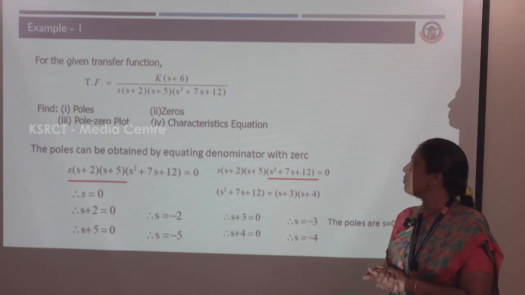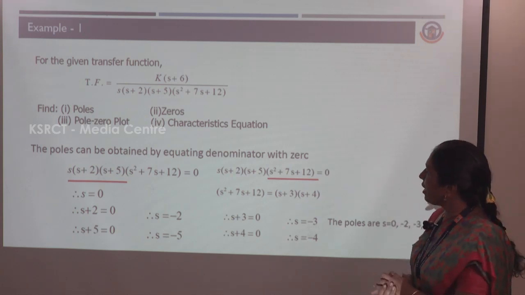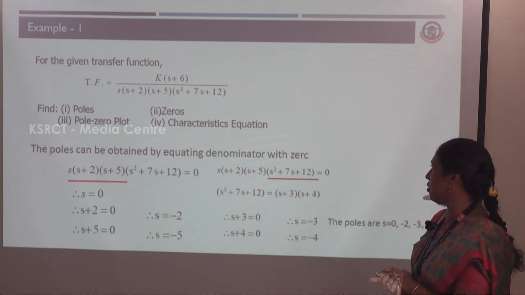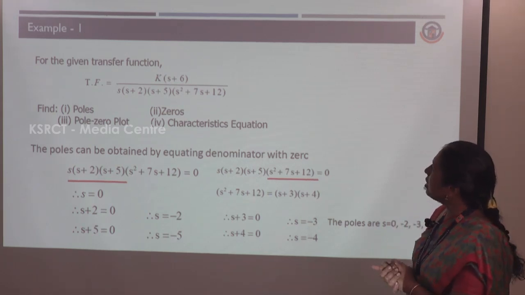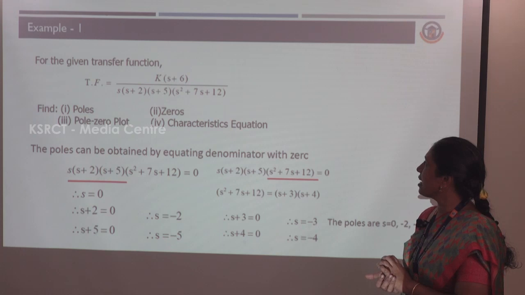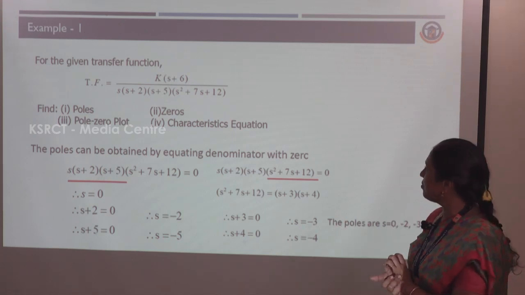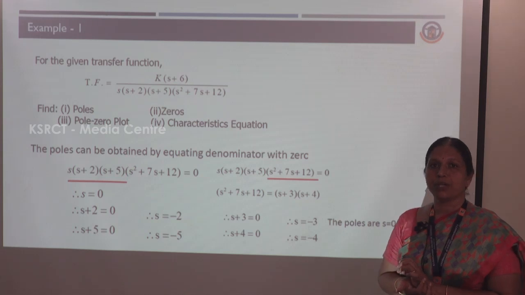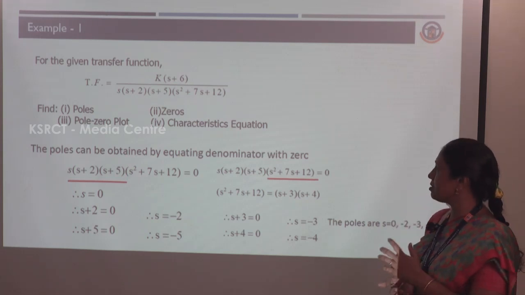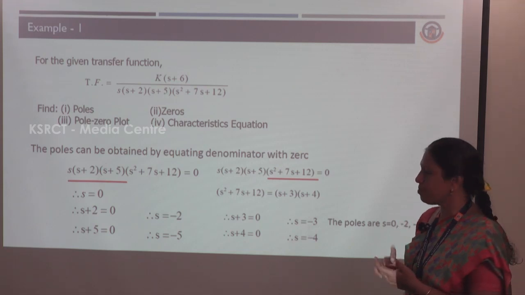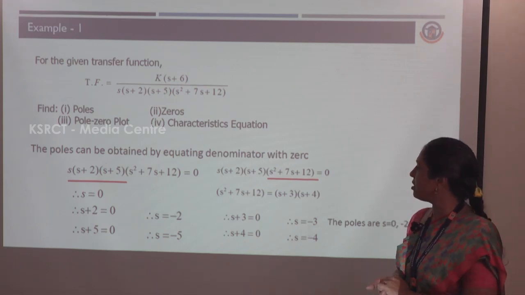So here we can see one example to find out the poles, zeros, pole zero plot and characteristic equation. For example, consider the transfer function equal to K into (s plus 6) divided by s into (s plus 2) into (s plus 5) into (s square plus 7s plus 12). For this we are going to find out the poles, zeros, pole zero plot and characteristic equation.